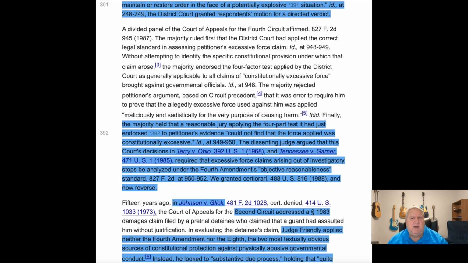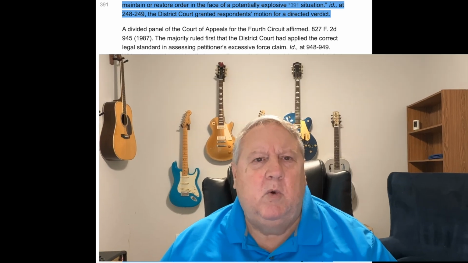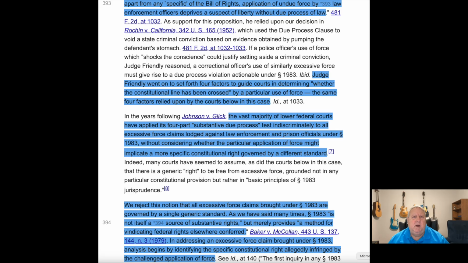Instead, he looked to substantive due process, holding that quite apart from any specific of the Bill of Rights, application of undue force by law enforcement officers deprives the suspect of liberty without due process of law. As support for this proposition, he relied upon our decision in Rochin v. California, which uses the due process clause to avoid a state criminal conviction based on evidence obtained by pumping the defendant's stomach. Due process clause, the 14th Amendment.